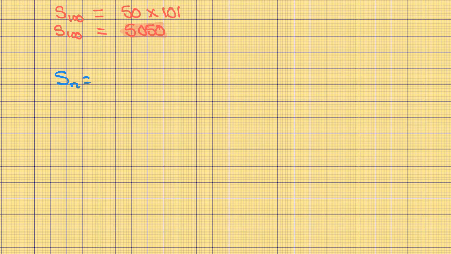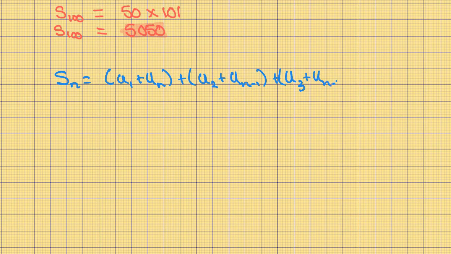If we look at this algebraically, we're going to get the following. Sn is equal to u1 plus un, plus u2 plus un minus 1, plus u3 plus un minus 2, plus u4 plus un minus 3, plus, until we have used every term in the sequence. u1 plus un is the same as u2 plus un minus 1, which is the same as u3 plus un minus 2, which is the same as u4 plus un minus 3.